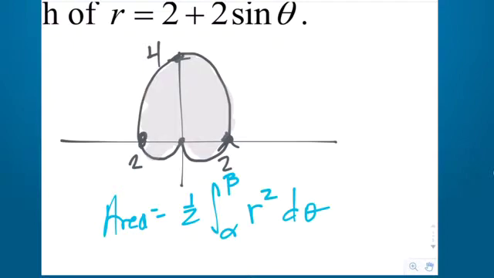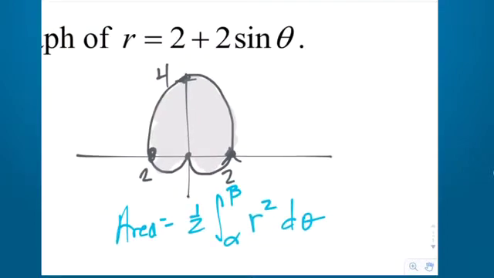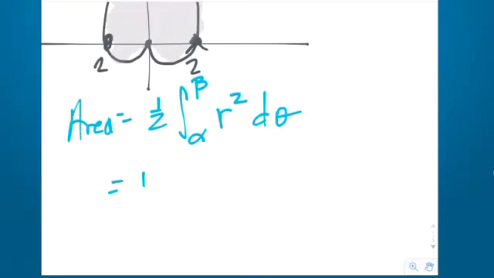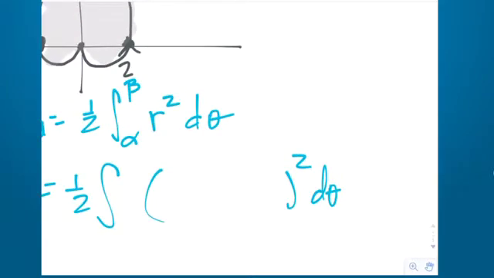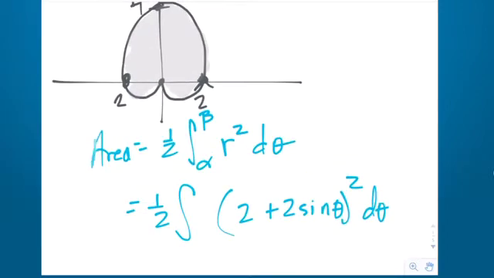So let's see. Do we know what our equation is for r? Yeah, it's 2 plus 2 sine theta. So if you want to start plugging in, it's 1/2 the integral of r squared d theta, and r was handed to us. It's 2 plus 2 sine of theta. So that's good. We just need to figure out the intervals of integration, which are your angles.